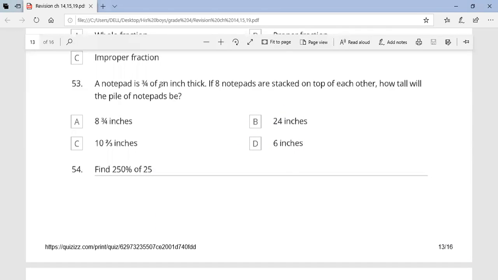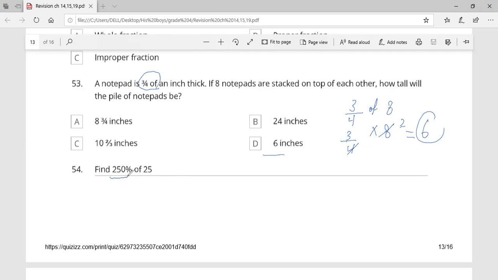Again, 3 over 4 of what? 8. And here we can divide, multiply. 8 divided by 4 is 2. 2 multiplied by 3, we get 6, and so on. Here is the answer, 6.